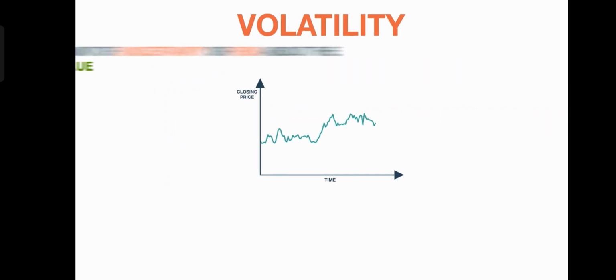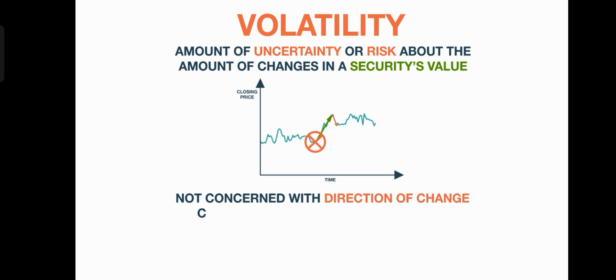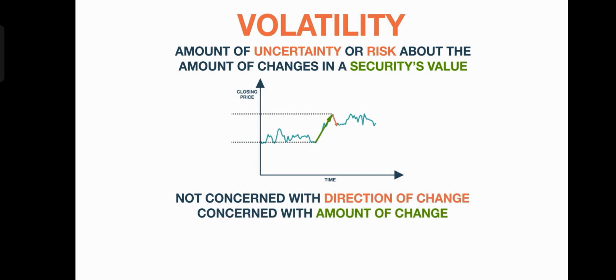Volatility refers to the amount of uncertainty or risk about the amount of changes in a security's value. Volatility is not concerned with the direction of change, but with the amount of change.